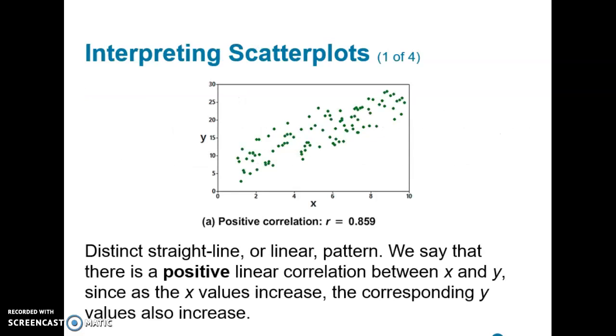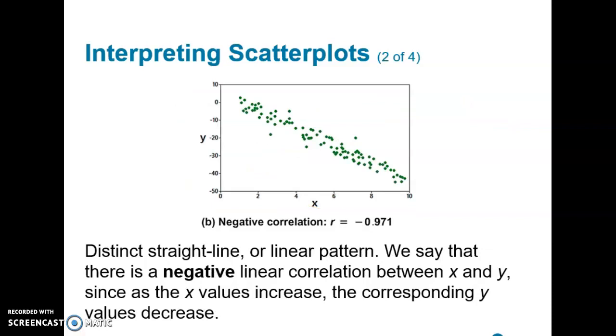Here we have a scatter plot. You can see in the scatter plot, as X increases, the Y values also increase. We call this a positive linear correlation. When we're looking to see if we have a positive or negative correlation, we're always going to say, as X increases, what does Y do? As X increases, Y increases means that you have a positive relationship between your data values. And when we look at our correlation coefficient R, we're going to find that it will be a positive number.